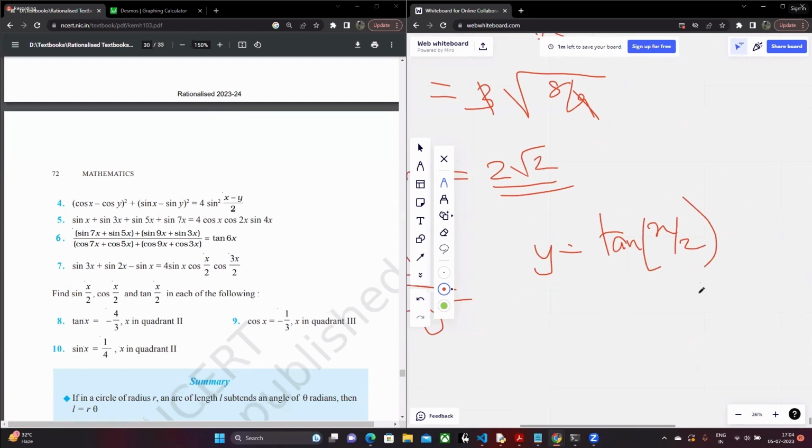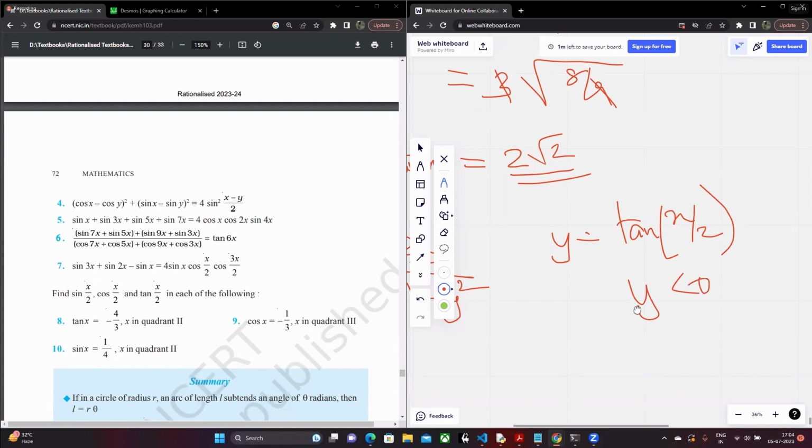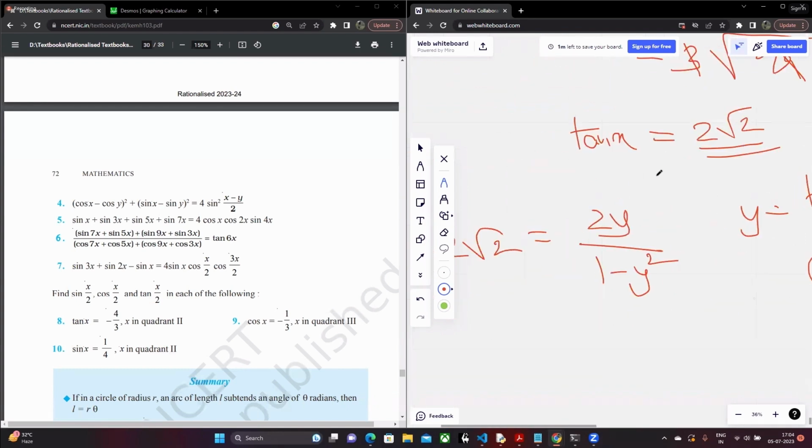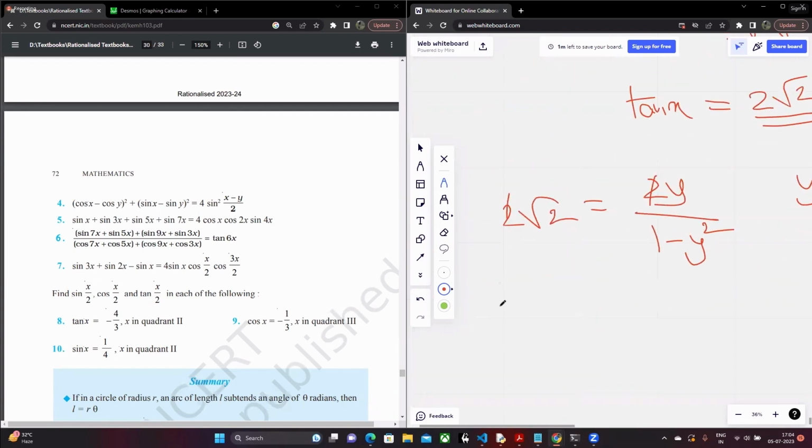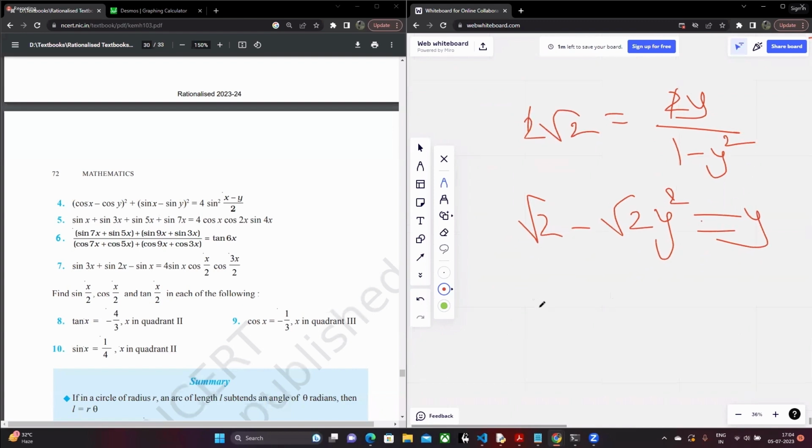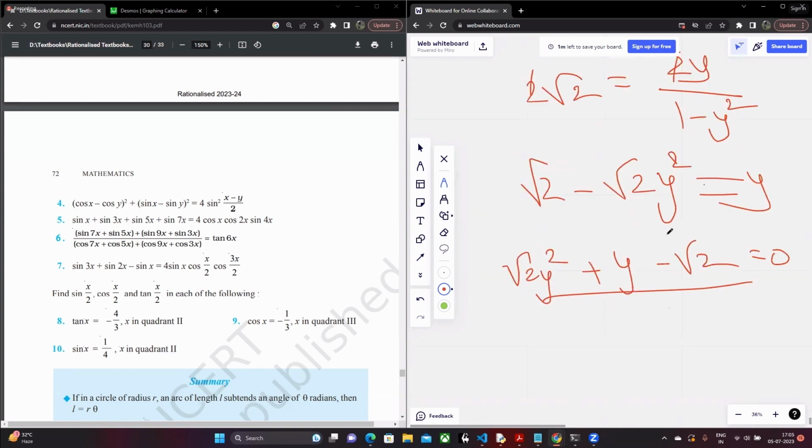Right? And y is less than 0. Remember that. So this 2 and this 2 get cancelled out. I'm left with a root 2 minus root 2 y squared is going to be equal to y. Or root 2 y square plus y minus root 2 is going to be equal to 0.